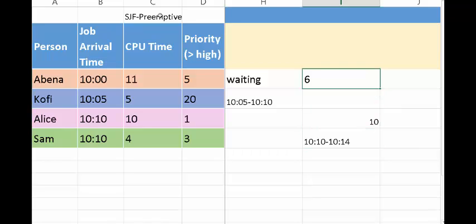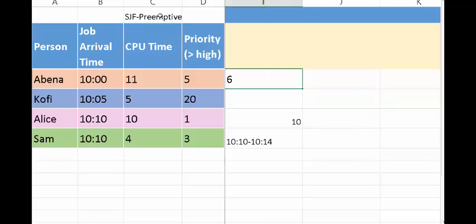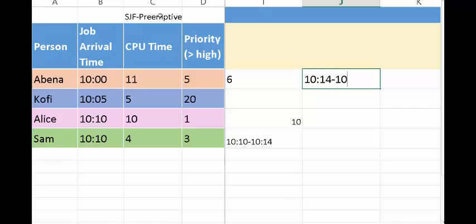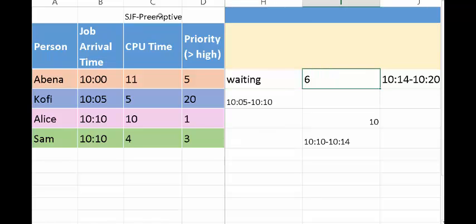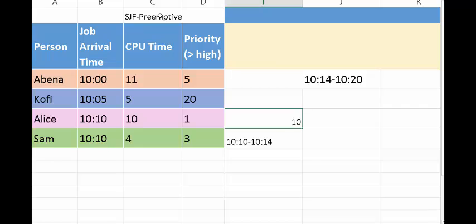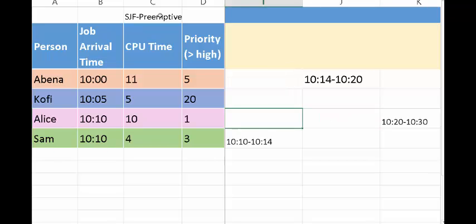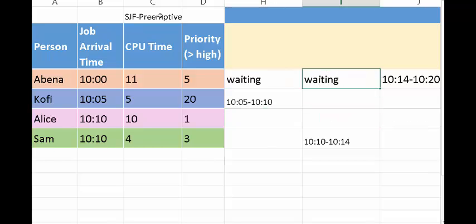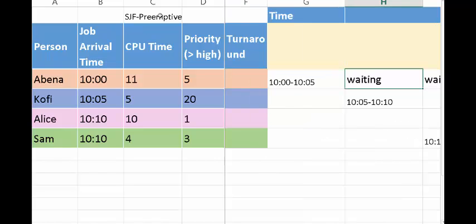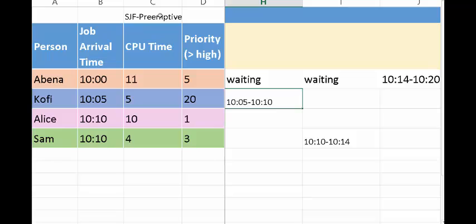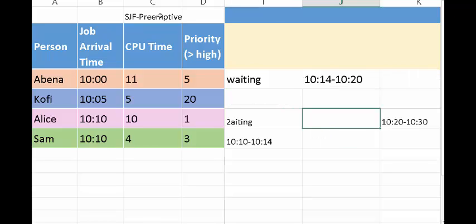So next between Abena and Alice. Abena wants to run for 6. Alice wants to run for 10. So Abena is going to get to run, from 10:14 to 10:20. And then finally, Alice gets to run, from 10:20 to 10:30. So you can see there are some people who have been waiting a while. This one, 10:10, spent this time waiting and waiting.